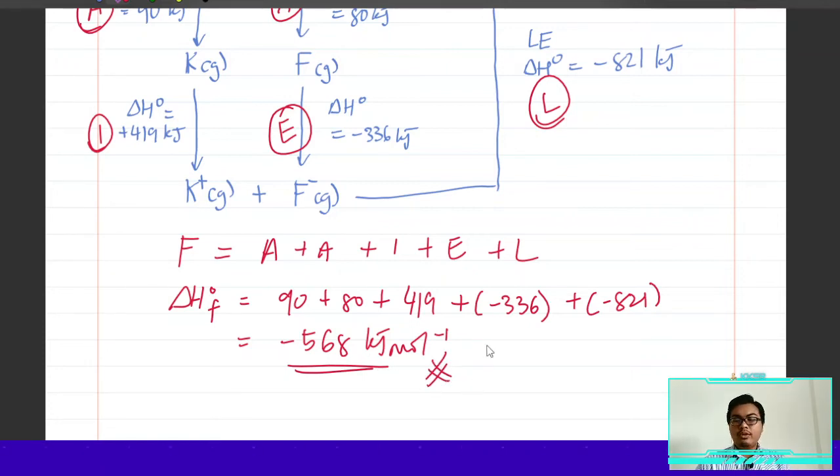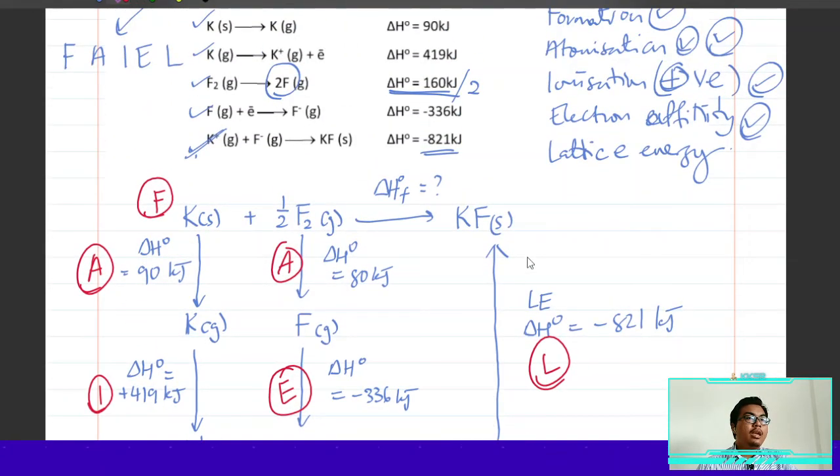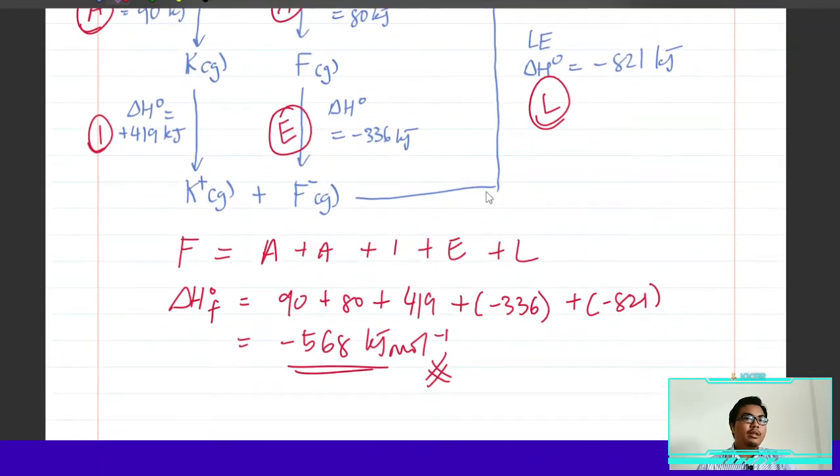Okay, so that will be your enthalpy of formation of KF solid forming from its potassium solid element and also half of the fluorine gas. So dah dapatlah kita punya delta HF macam ini. Okay, so that's settled for this question number 12, Born Haber Cycle.